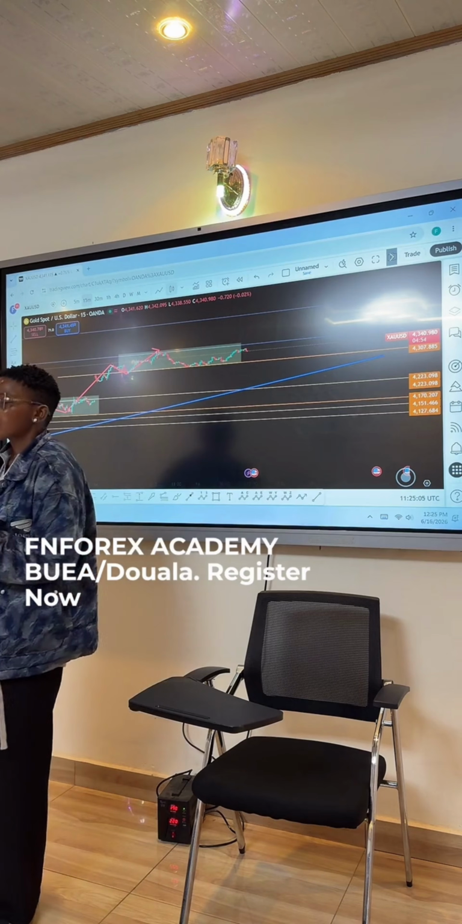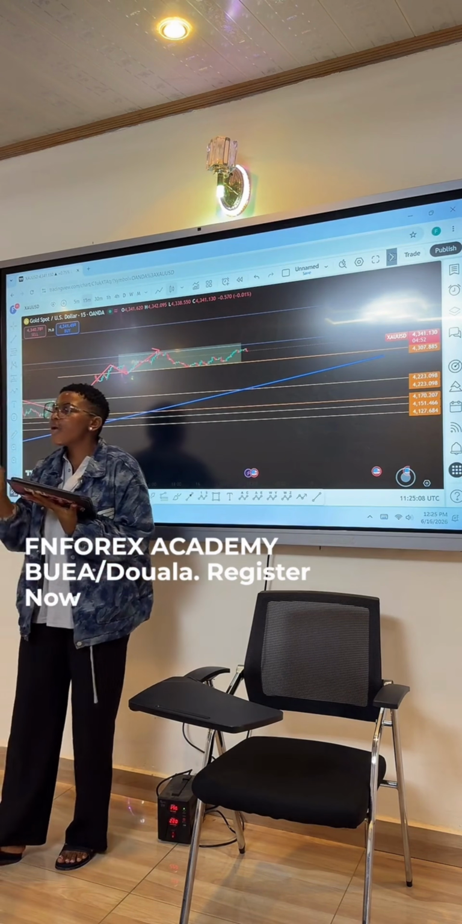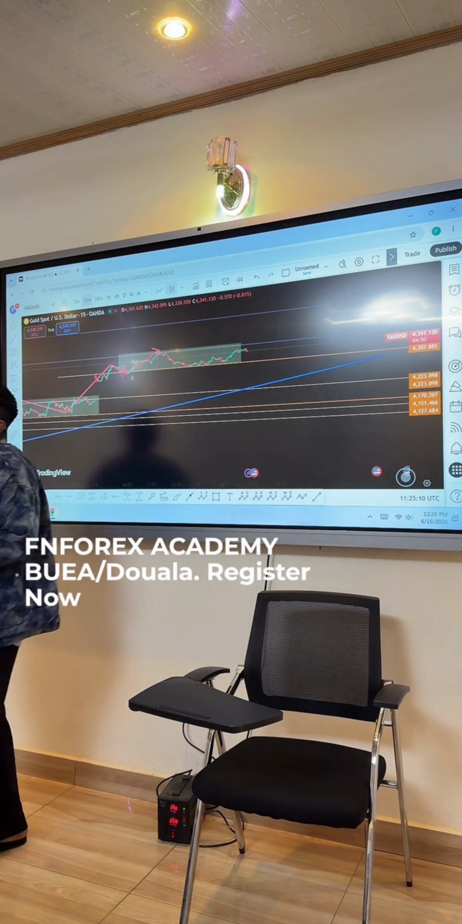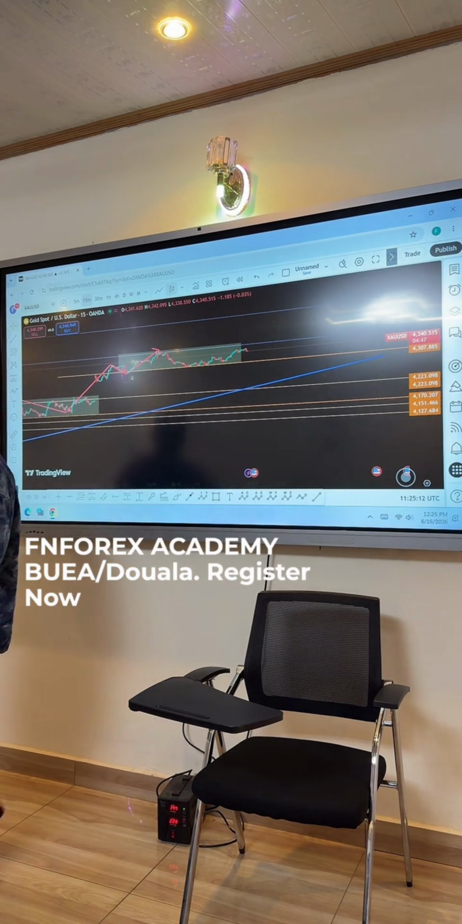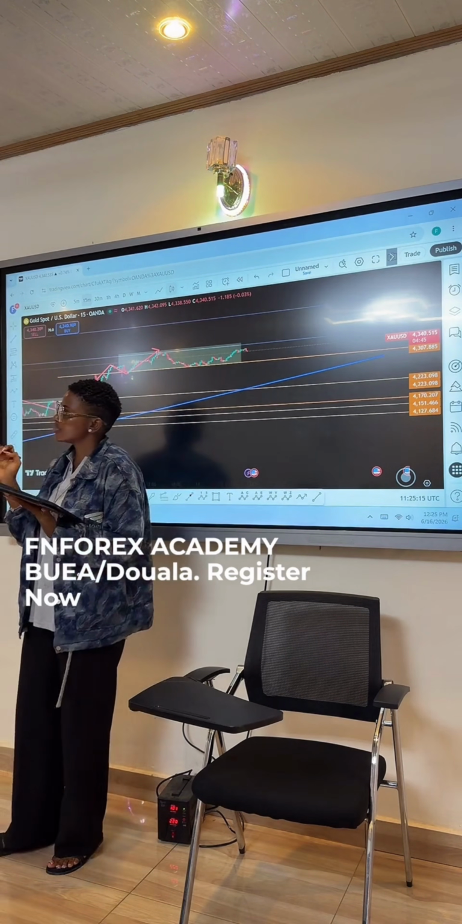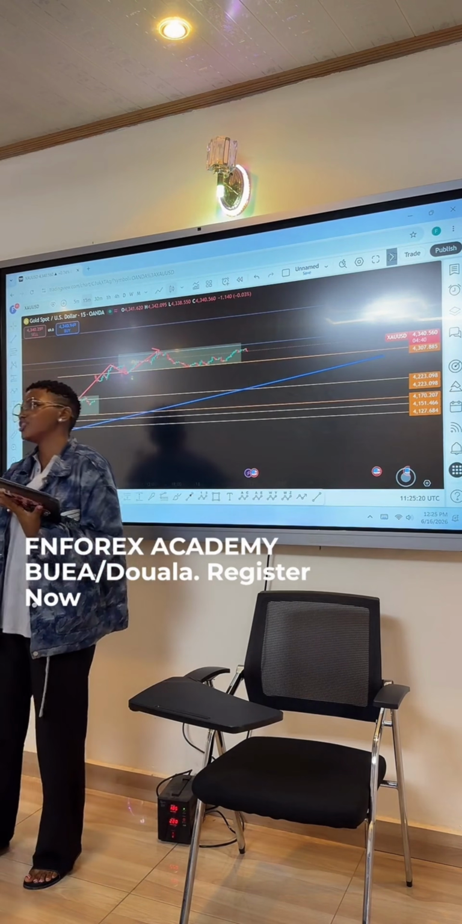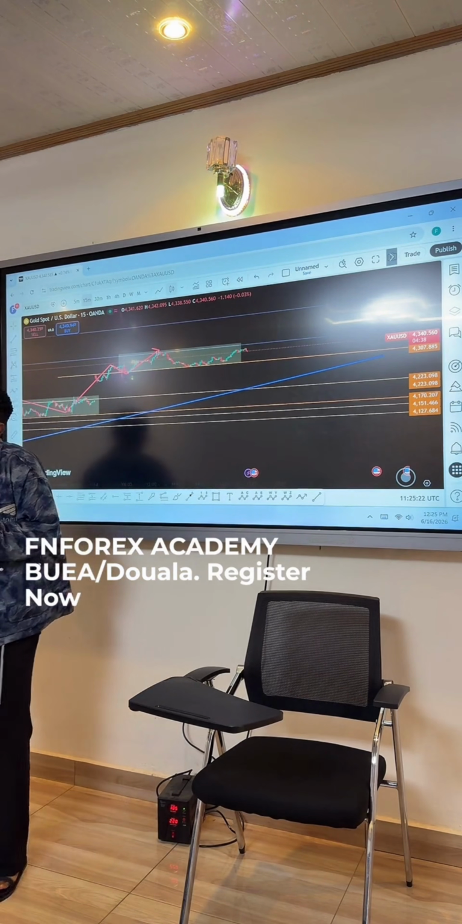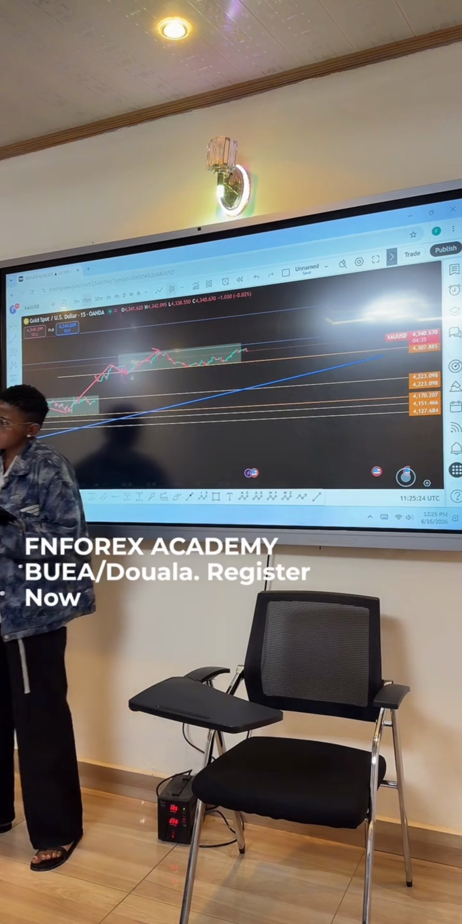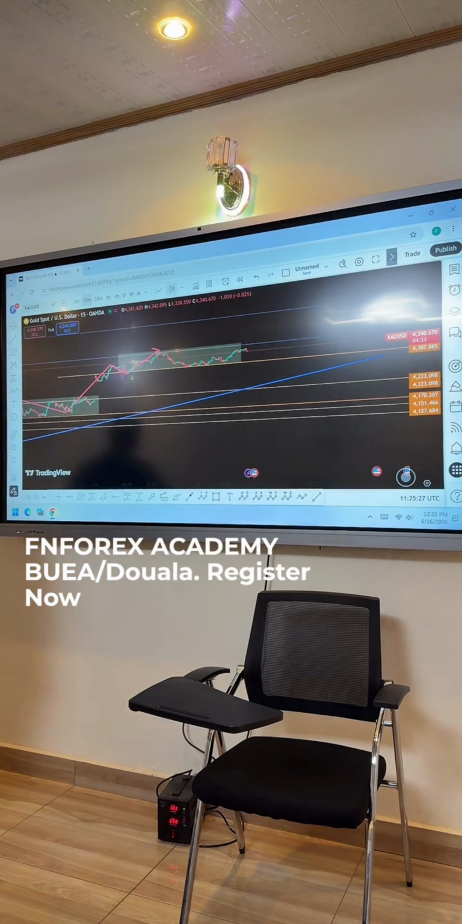Anderson, when a trend line has multiple touches, what does it mean? It's a strong trend line. What do you mean by a strong trend line? It means if at any time the future price happens to reach that point, it will respect it. Yes. Okay.